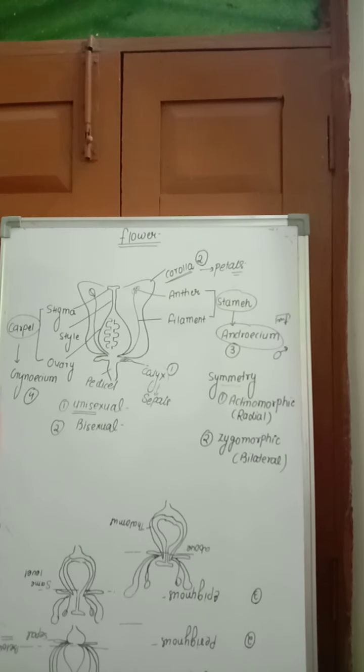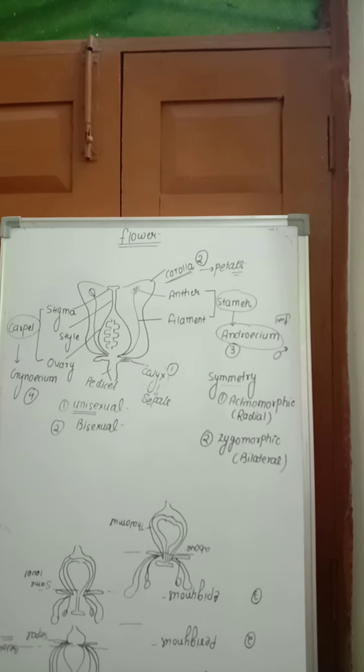Flower, in the topic morphology of flowering plants. The flower is present in angiosperms and contains the male and female reproductive parts. This is the structure of the flower. A flower contains four whorls, that is calyx, corolla, androecium and gynoecium.